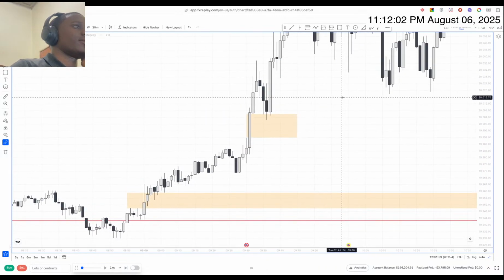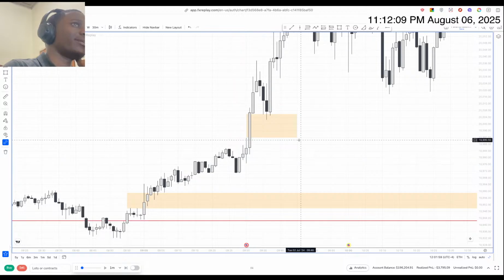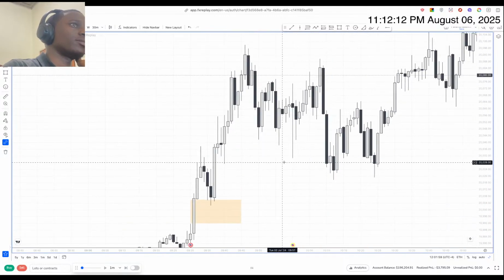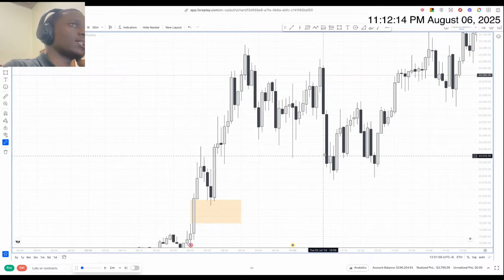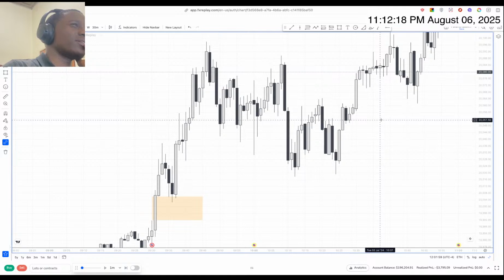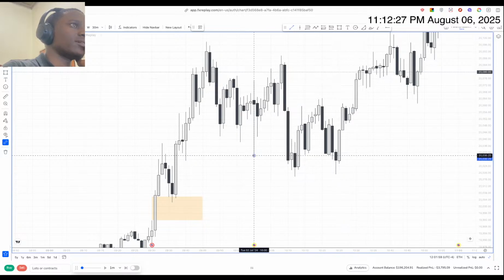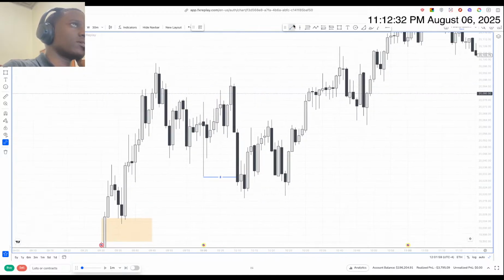Let's reevaluate this. So the market opened here and rallied high. No random stops, no nothing. Just goes. But I think here I see some kind of model play out. I don't know. So here we get this sweep. Then we get here.